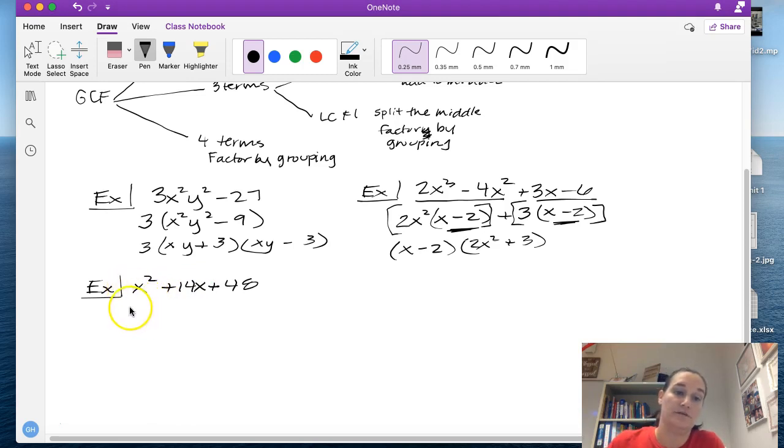3 terms, leading coefficient of 1. This is easy factoring. We don't have to do some special process. You know, x times x gets you x squared. And then we want to look at factors of 48 that add to 14.